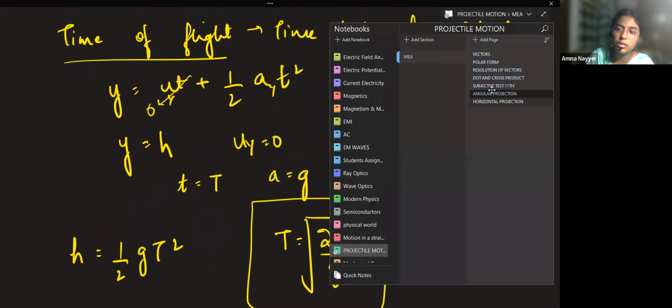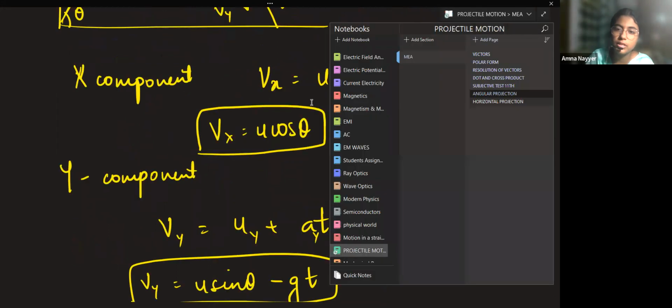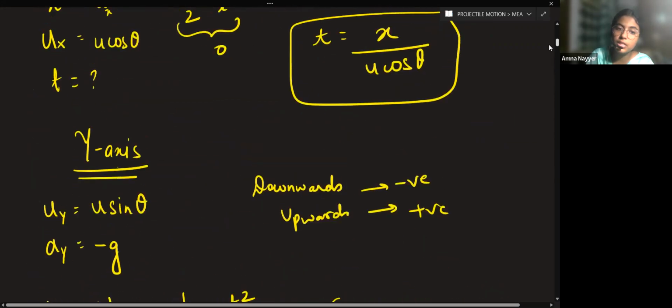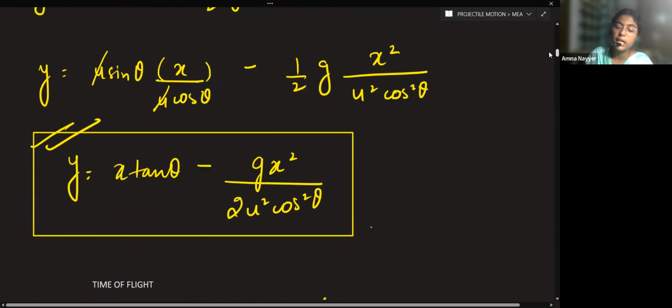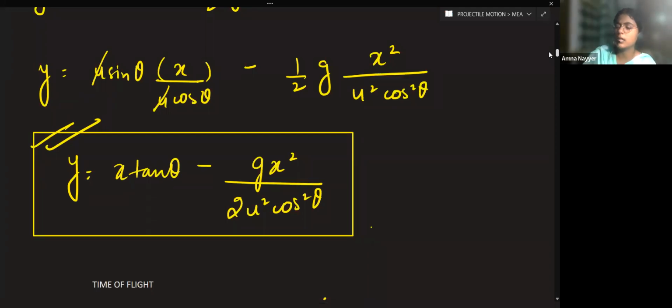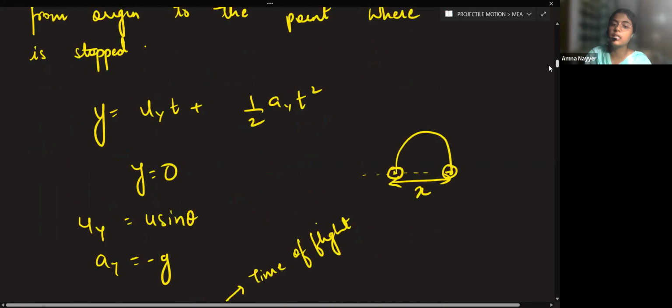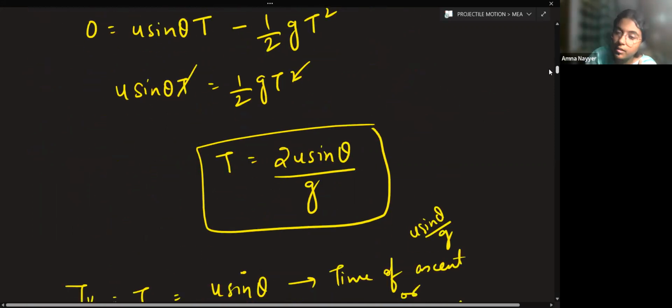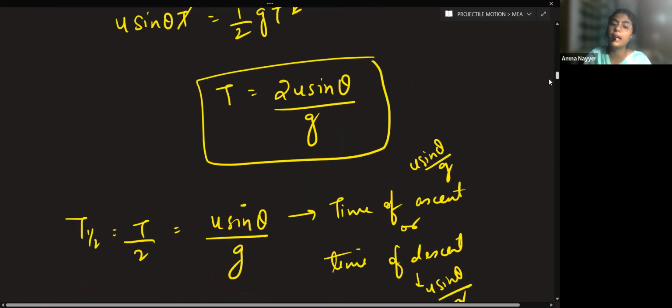Just one more thing, a quick revision with angular projection as well, so that you can relate at least. Angular projection's equation of trajectory was what? It was a longer equation: x tan theta minus half gx square by 2u square cos square theta. Horizontal projection, only this part. Time of flight here is 2u sine theta divided by g. There the time of flight for horizontal projection is under root 2h by g.